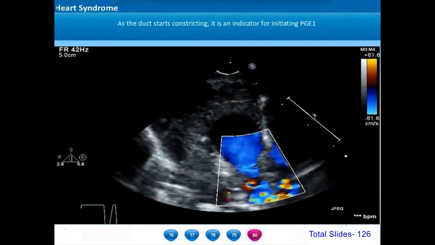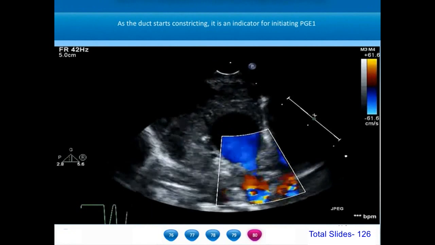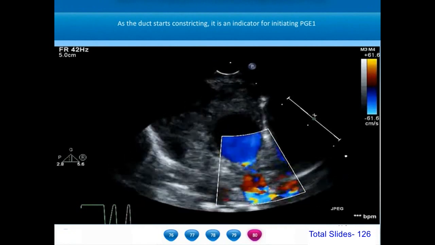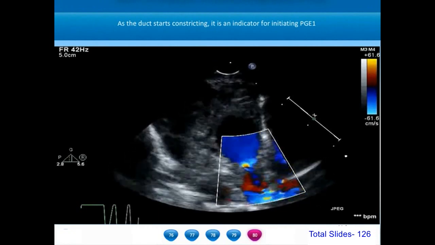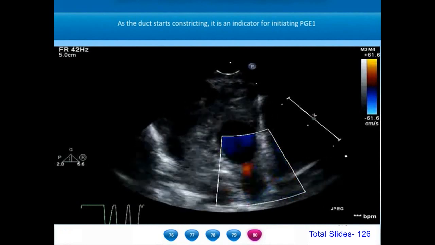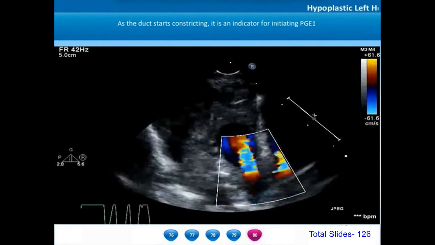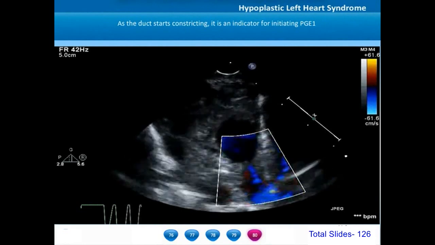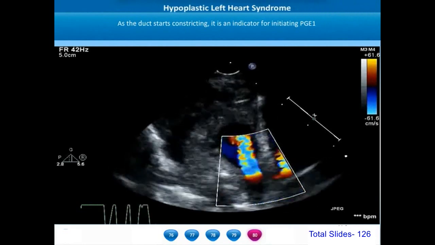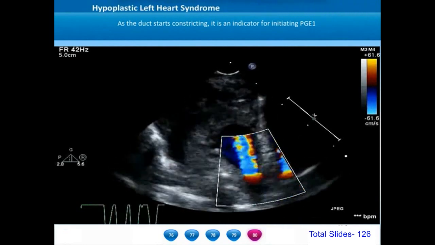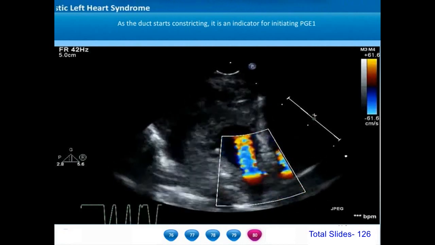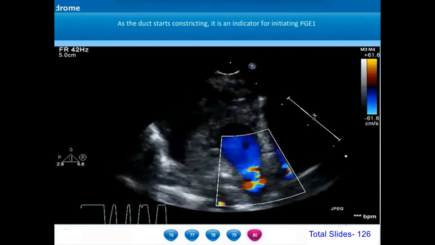Once the PDA starts constricting, we can notice the turbulence of blood flow from the pulmonary artery into the descending thoracic aorta. We can also see the anatomic size of the ductus becoming smaller, and this will be an indication for starting prostaglandin therapy.